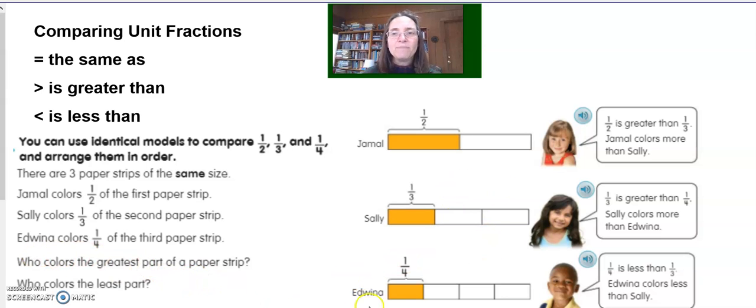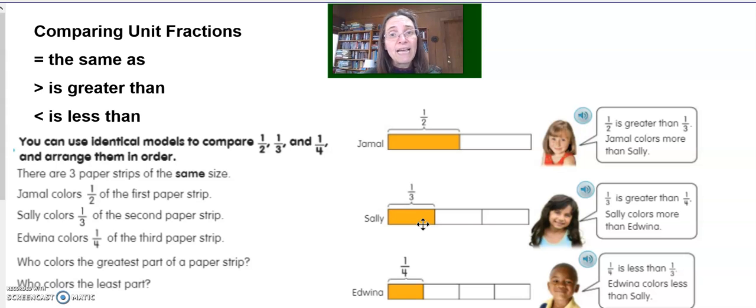And then Edwina. Let's make you Edwina. Edwina colors 1/4 of the strip. There's hers right there. So who colors the greatest part? Who colors the least? Well, my friend here says that 1/2 is greater than 1/3, and we can see that there again with our drawing.